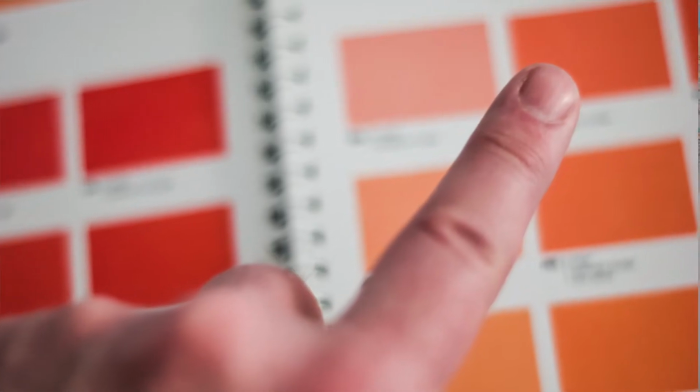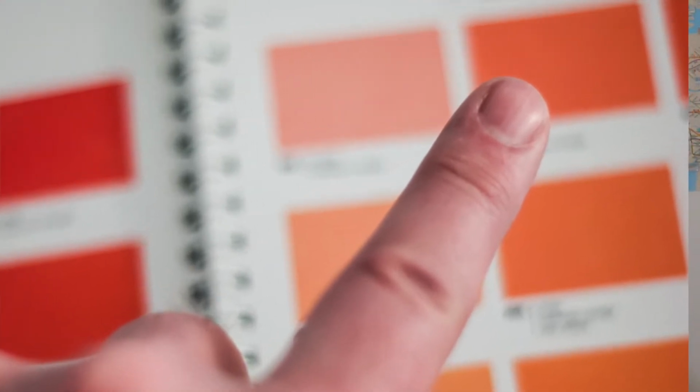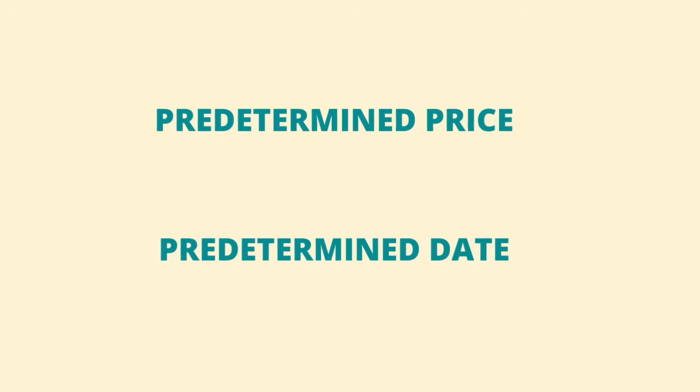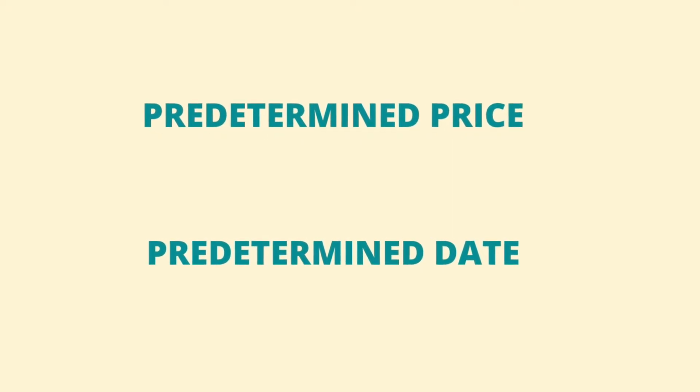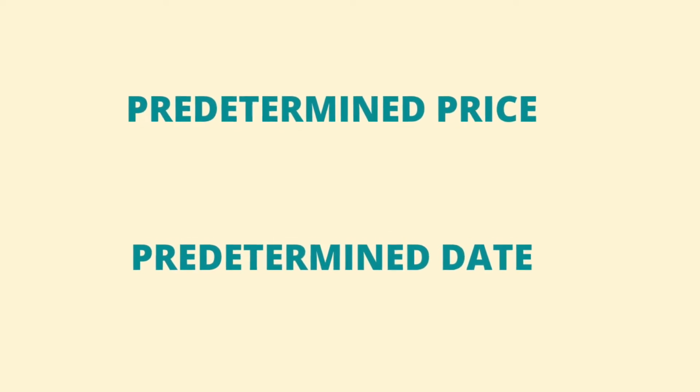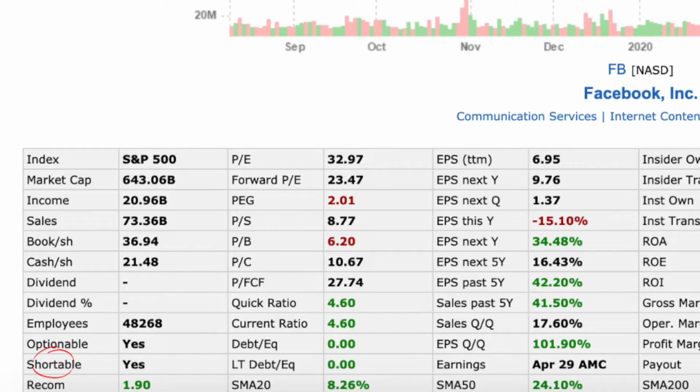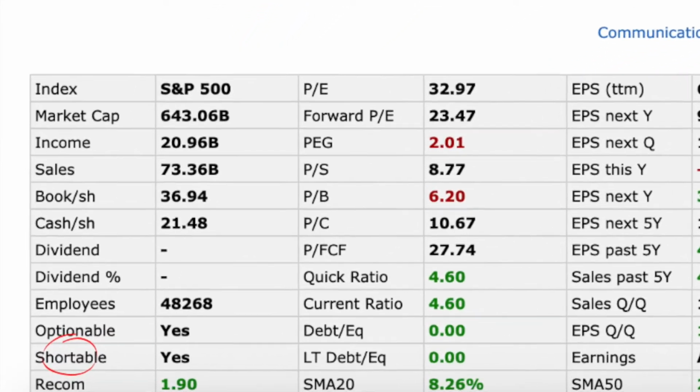And this game is called options because it gives you as an investor the option to buy or sell a stock at a predetermined price at a future date. This is more speculative rather than investing, and we can save this whole topic for another video for another day. Shortable means whether you can sell the stock short or not.